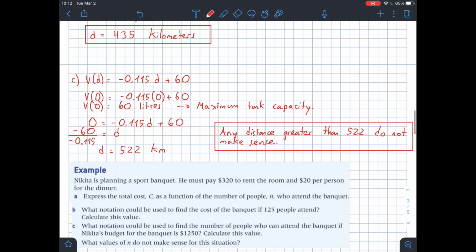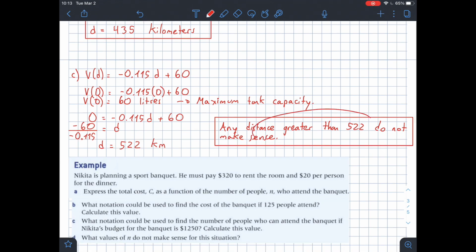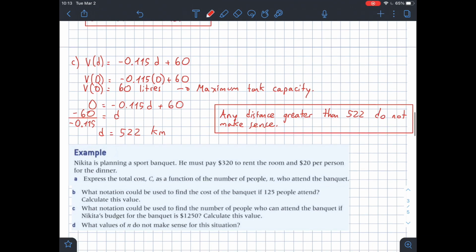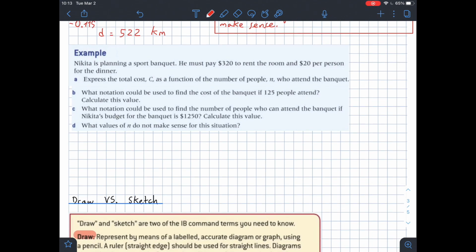And obviously any distance below 0 would also not make any sense, right? But we cannot talk about negative distances. I cannot say I am going to travel negative 10 kilometers, right? So that's why I do not add this into the answer and just state this, right? Okay, then we're going to see this example.